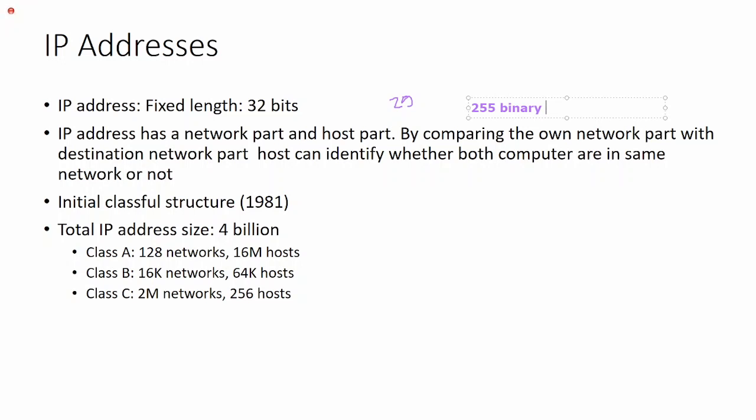How many? 2 to the power 32, sorry, 255 means 2 to the power, what, which one? 256 is 2 to the power 7. 1, 2, 4, 8, 16, 32, 64, 128, 256, right?